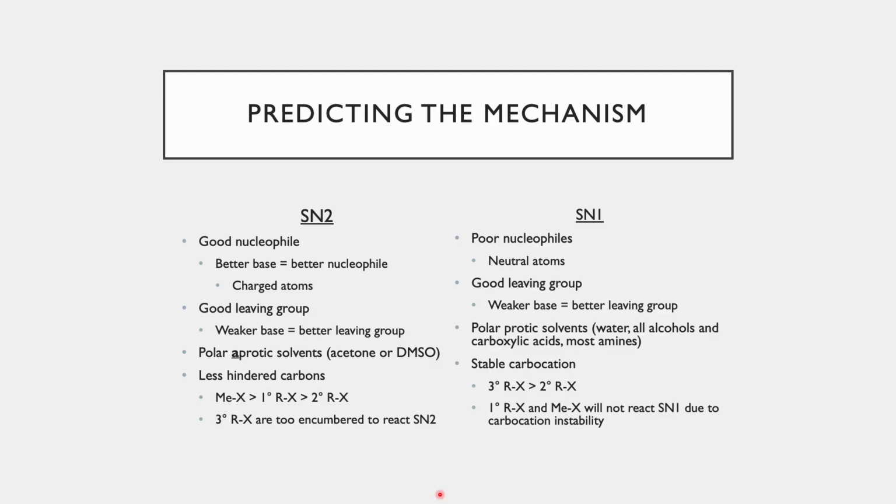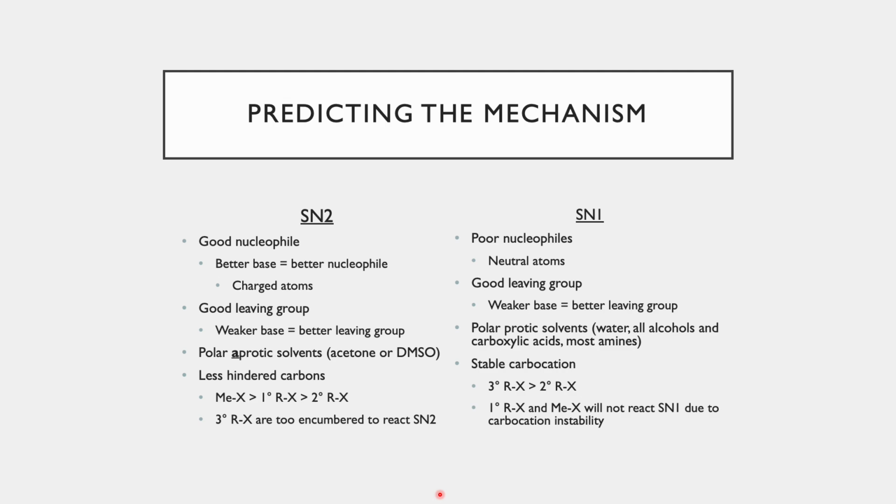SN2 is also favored in the presence of polar aprotic solvents such as acetone or DMSO, and this is because they do not participate in hydrogen bonding due to the lack of hydrogens bound to oxygens or nitrogens. Lastly, we have to pay attention to the steric hindrance of the carbon. More hindered carbons, like those seen in tertiary halides, are not able to react SN2 because there's essentially too much going on around the carbon to allow room for this to all be happening at once. If it's too encumbered with other substituted groups on the carbon, then there's not enough room for all of this to happen at once.